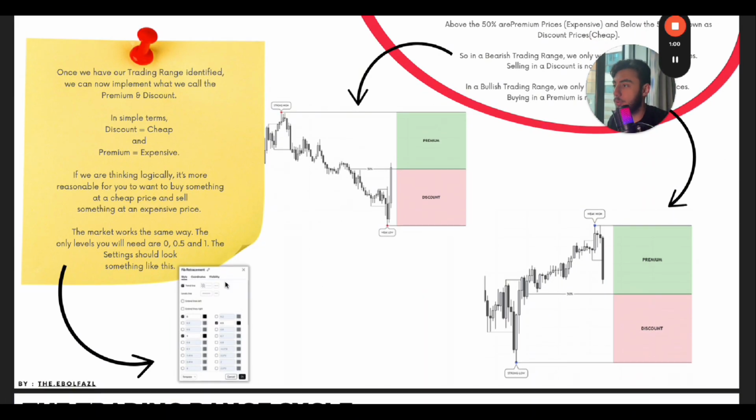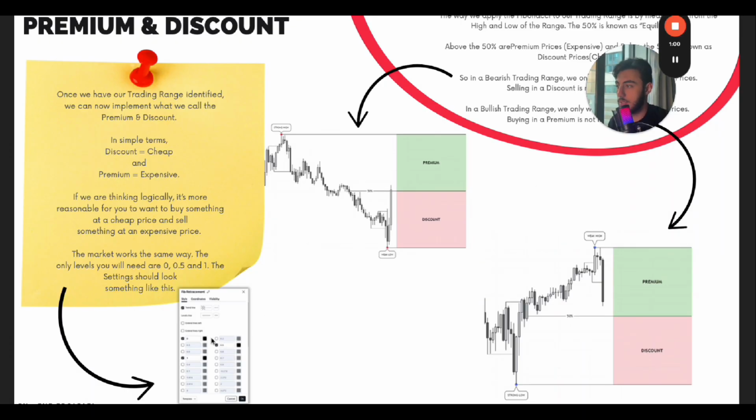And this here is the Fibonacci that you can use. This is the setting that you can use, and that's it. This is one of the rules that's so important.